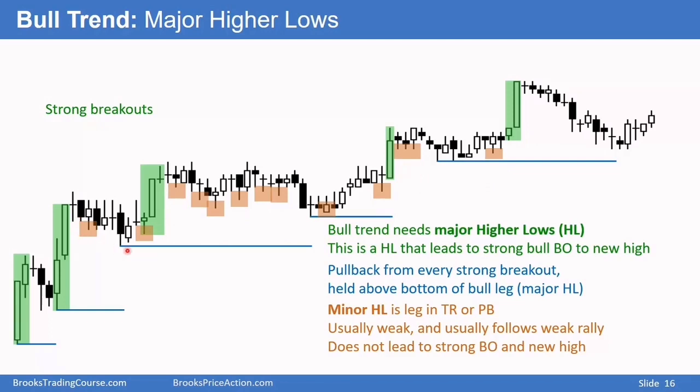So a minor higher low. So we went below it, but we're still in a bull trend. Minor higher low, and then a lower one. But when you see these, do you think the trend has converted into a bear trend? No. As long as it's still above the bottom of the most recent strong bull breakout, a major higher low, it's still a bull trend. These are all minor, and you expect them to be part of a trading range or part of a pullback.